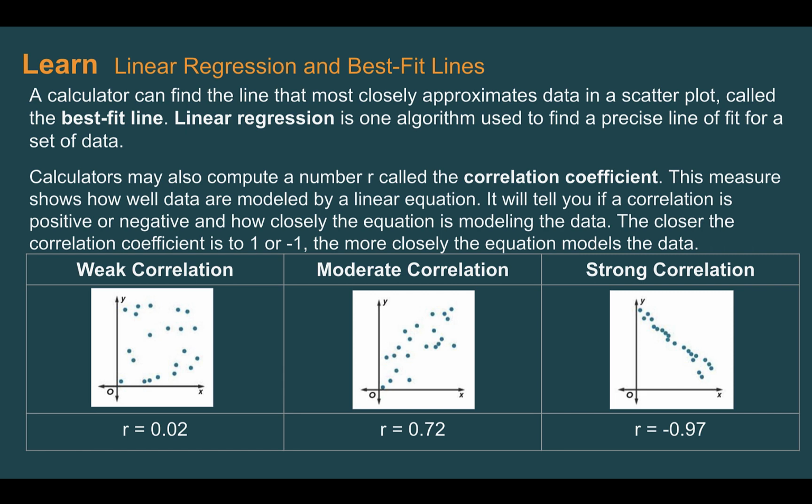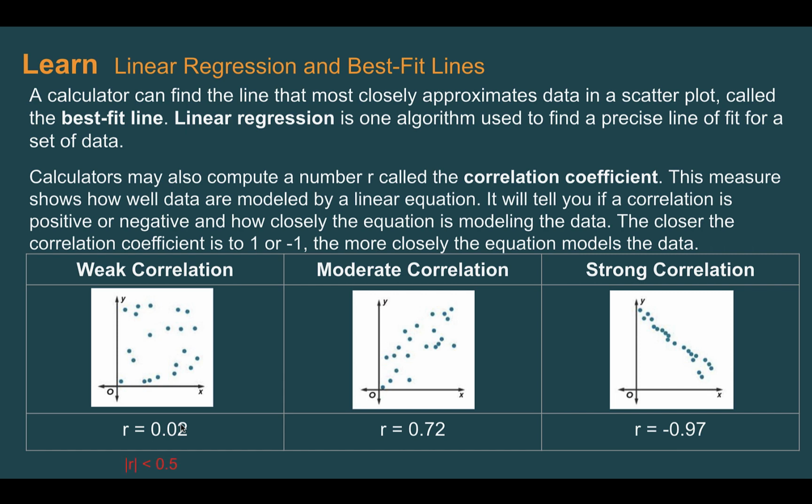So it will tell you if the correlation is positive or negative and how closely the equation we came up with models the data. The closer that number is to 1 or -1, the closer the equation fits the data. For example, if we have a weak correlation, here the R value is about 0.02. It's pretty close to 0. That tells you that it's weak.